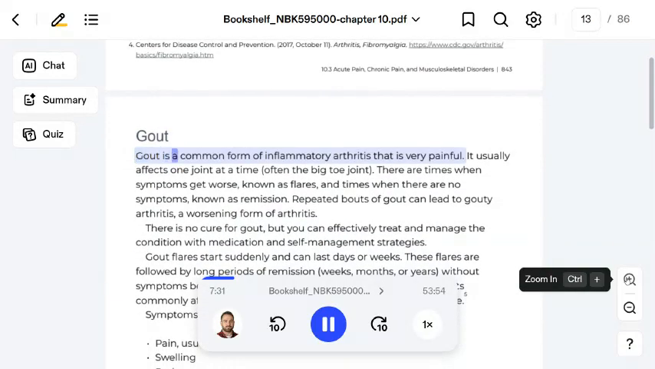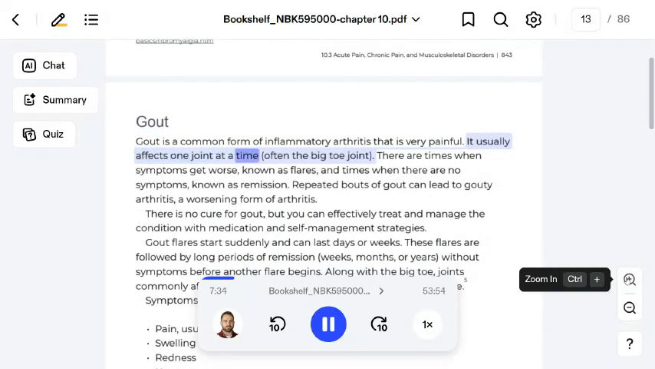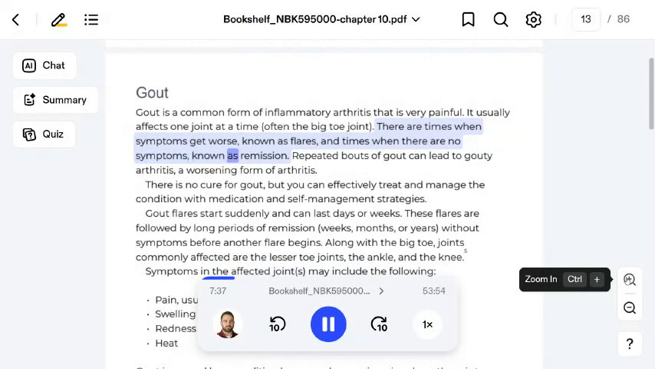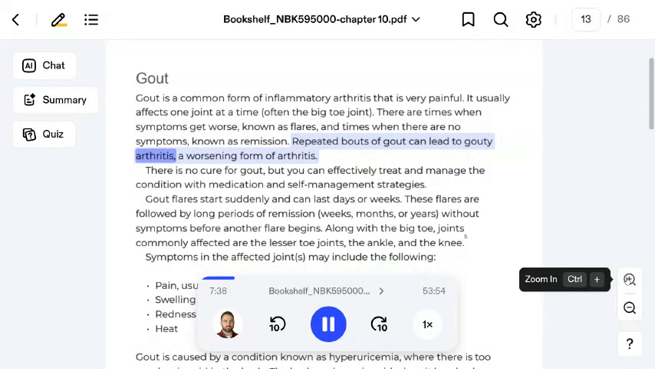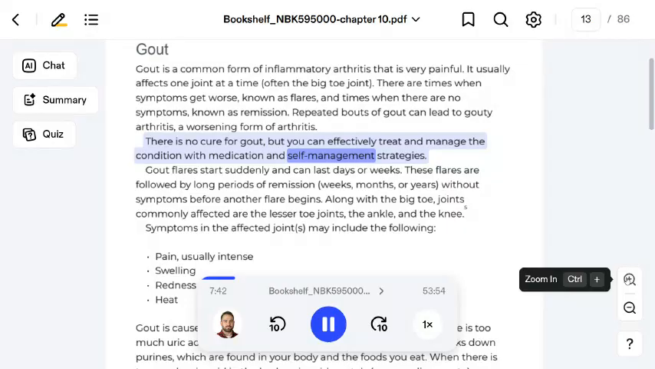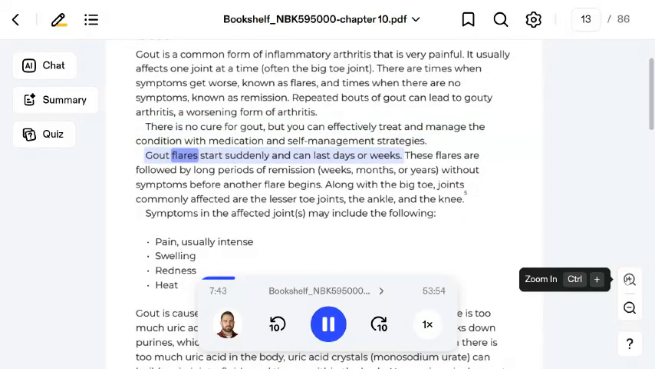Gout. Gout is a common form of inflammatory arthritis that is very painful. It usually affects one joint at a time. There are times when symptoms get worse, known as flares, and times when there are no symptoms, known as remission. Repeated bouts of gout can lead to gouty arthritis, a worsening form of arthritis. There is no cure for gout, but you can effectively treat and manage the condition with medication and self-management strategies. Gout flares start suddenly and can last days or weeks.